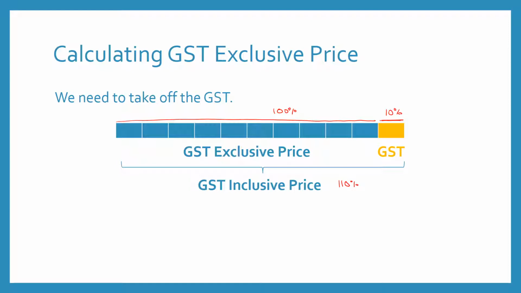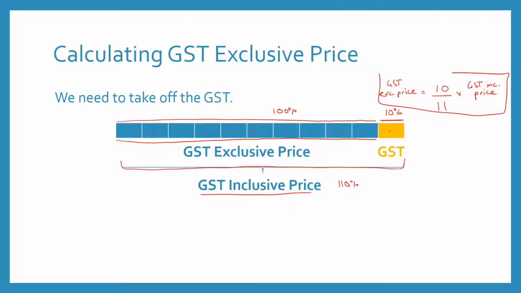Now if we have this 110%, we have 11 parts. 1, 2, 3, 4, 5, 6, 7, 8, 9, 10, 11. So we have 11 total parts. And we want to find out what the price is of just 10 of these parts. So we're going to find 10 of 11 parts, or 10 divided by 11, times the GST inclusive price. So this is our formula for the GST exclusive price. It's going to equal this. Yep. So this is what we're aiming for.